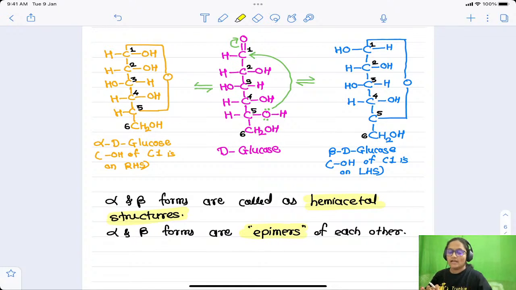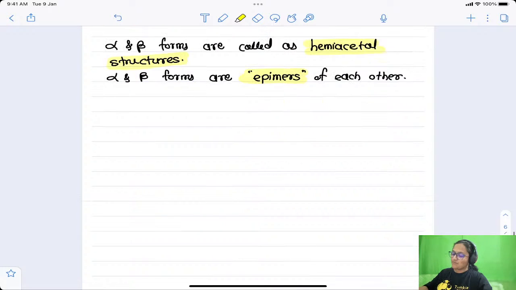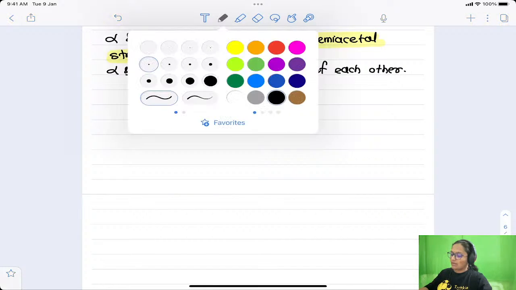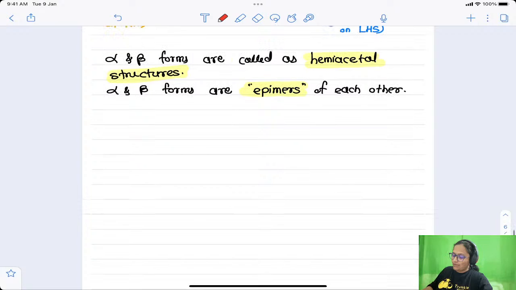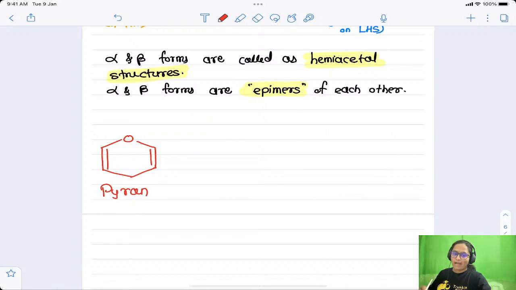Now this 6-membered ring containing oxygen, there is a name to that ring. Let me just show you that. Whenever a 6-membered ring is present containing oxygen, what does that mean? One will be oxygen, the other 5 will be carbon. So this is a 6-membered ring containing oxygen. The name of this compound is pyran. The name of this compound is pyran.